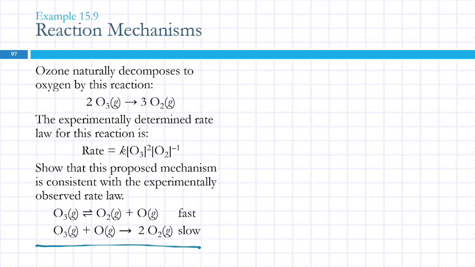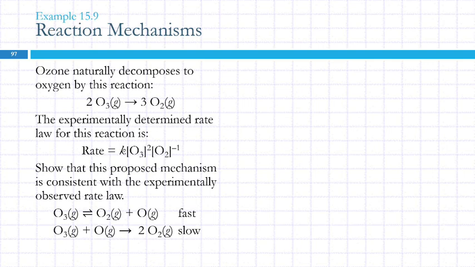If we think about adding these, we're going to see that elemental oxygen is an intermediate. And so we would end up with 2 ozones and 3 oxygens. So those add up. Then the next thing we have to do is show that the rate law that we would get from this mechanism is going to agree with this one.